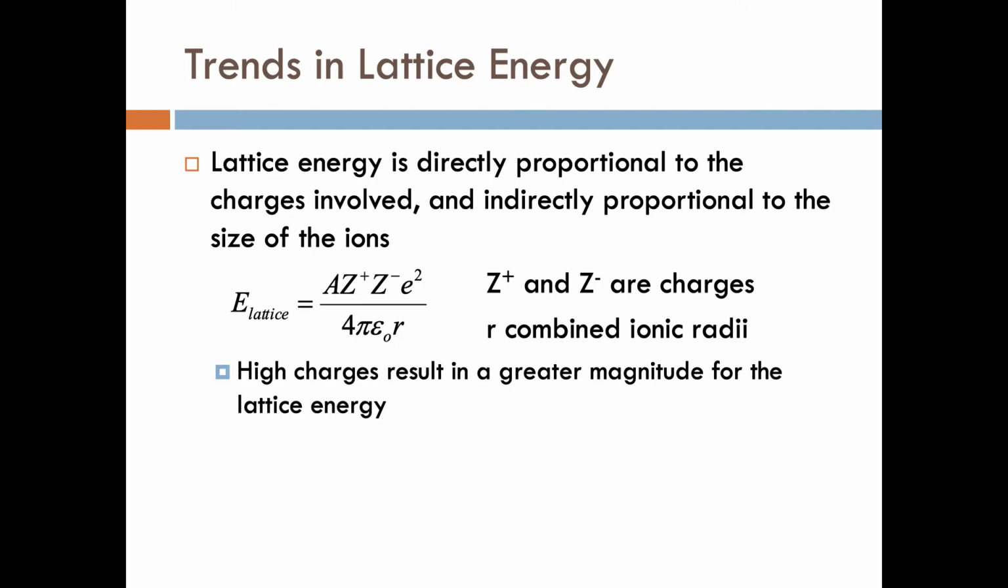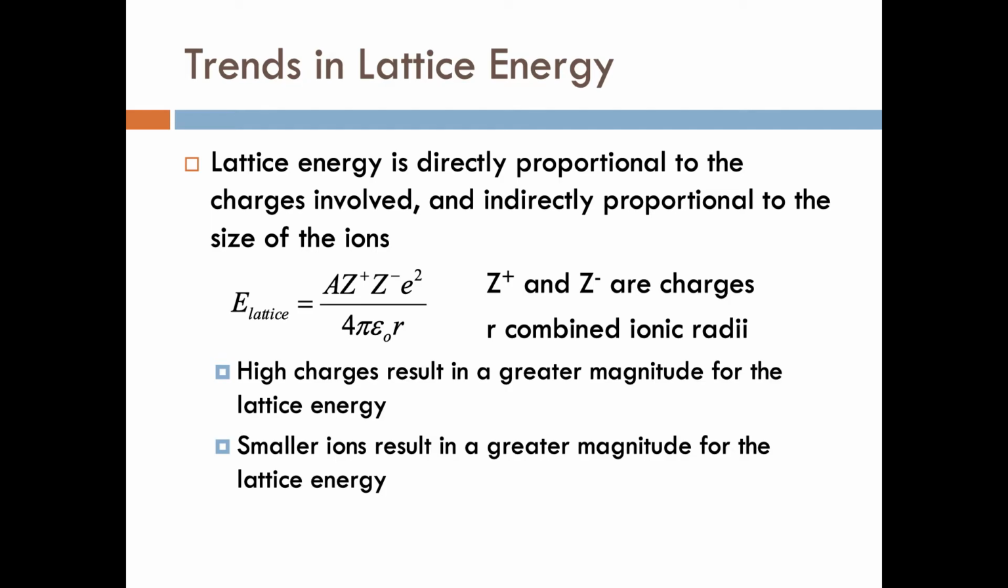The biggest things I would point out from this: bigger charges are going to result in a much larger magnitude of the lattice energy, or a much more negative lattice energy. Smaller ions would also result in a greater magnitude, or a more negative lattice energy. Another way to think about these lattice energies is as the strength with which those ions are held together.